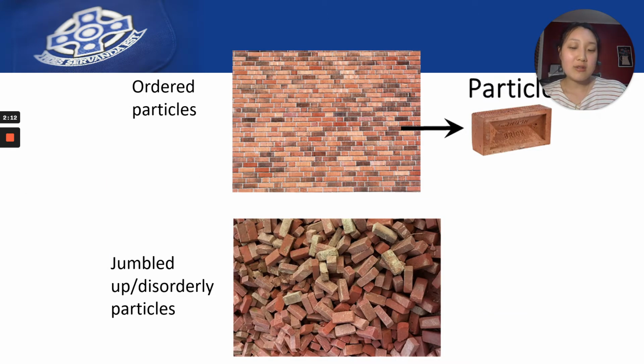Depending on the state of matter, liquid, gas, or solid, particles can be arranged differently. So for example, if we say 1 brick represents 1 particle, the particles can be arranged orderly or disorderly or randomly, depending on the state of the matter.